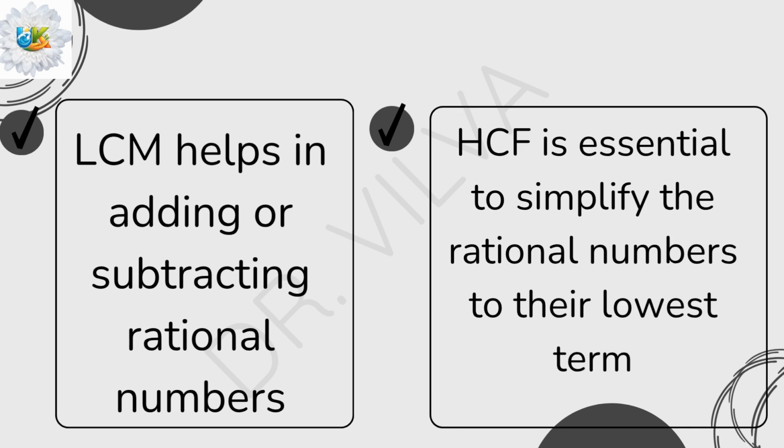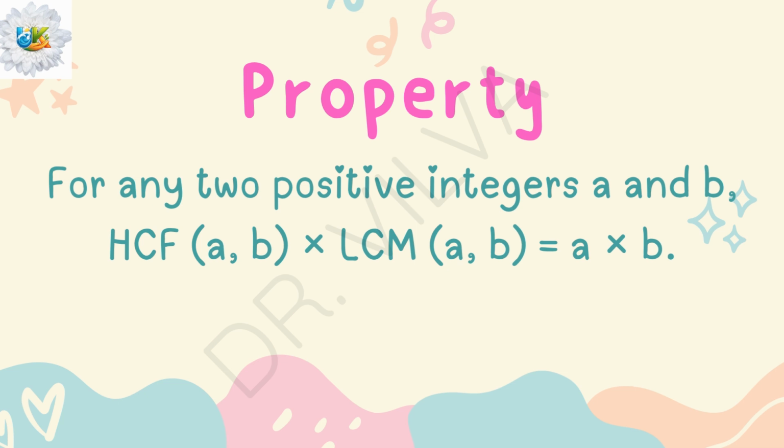But the real fun begins now. Let us look at some properties of LCM and HCF. The first major property is the product of the HCF and LCM of two numbers is equal to the product of the two numbers themselves, that is A and B.